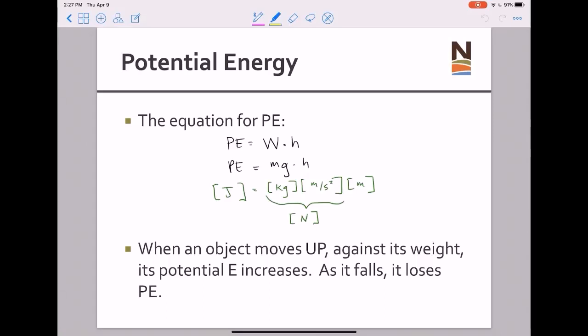So for example, I talked about a ball before being dropped from my hand, so the distance at which my hand is above the ground. Or another example would be throwing the ball up from my hand, where my hand is the baseline and the ball travels a height going up. So as the object moves upwards, it has a higher potential energy. As it moves downwards, it has a lower potential energy.